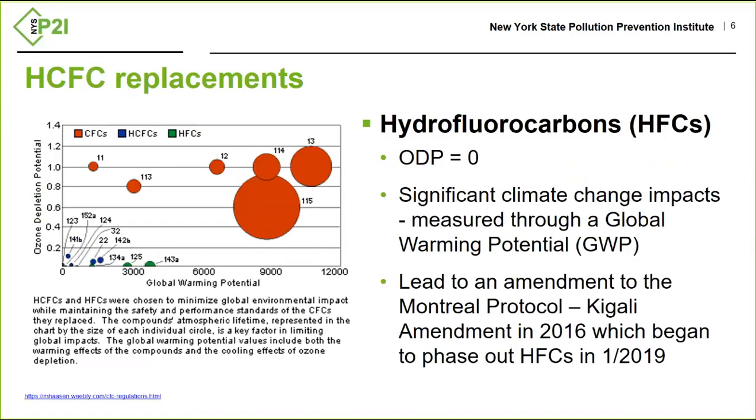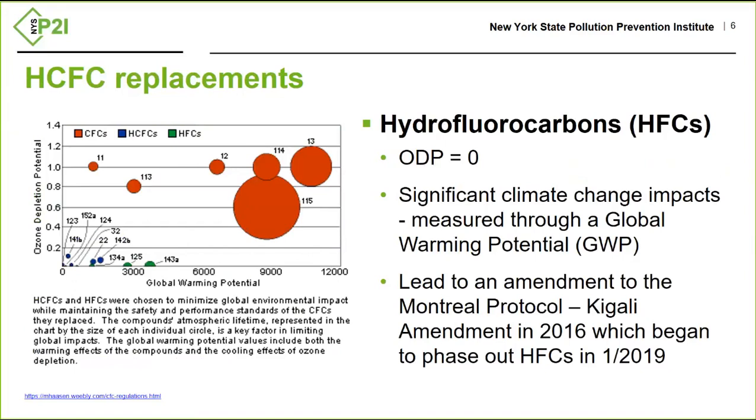So we put this graph in here, thought it was very interesting. It gives an illustration of the relative impacts of these three different classifications of substances. We have CFCs in red, HCFCs in blue, and HFCs in green. And what we can see here, we have global warming potential on the x-axis on the bottom, horizontal, and ozone depleting potential on the vertical axis.